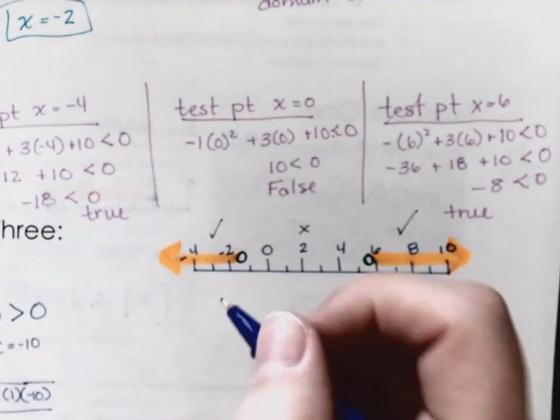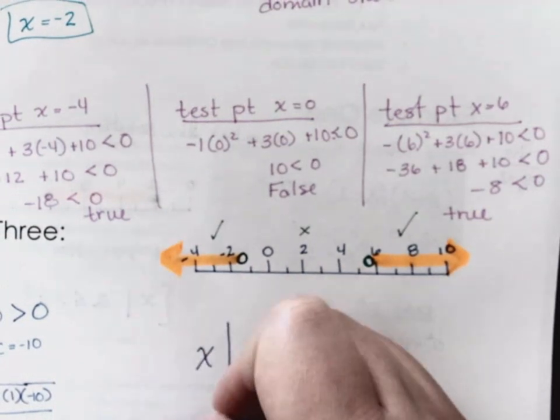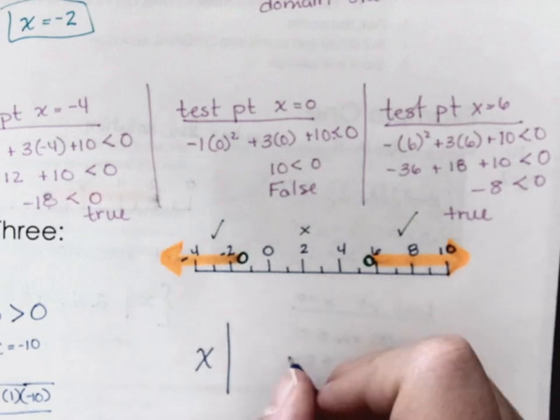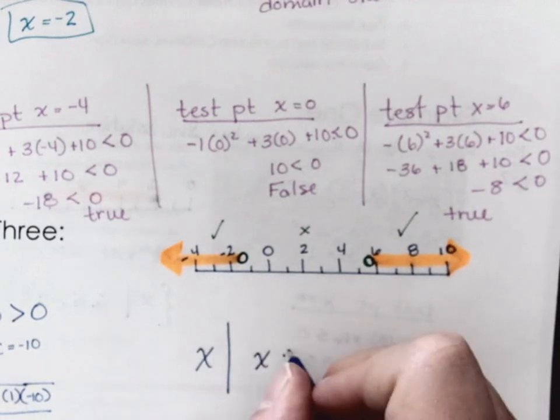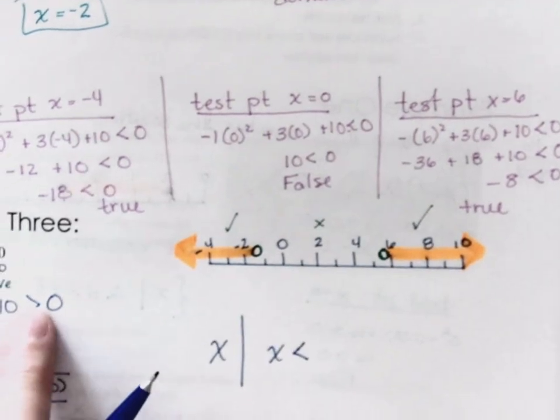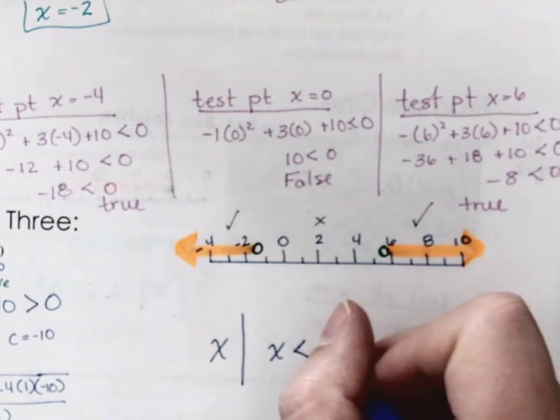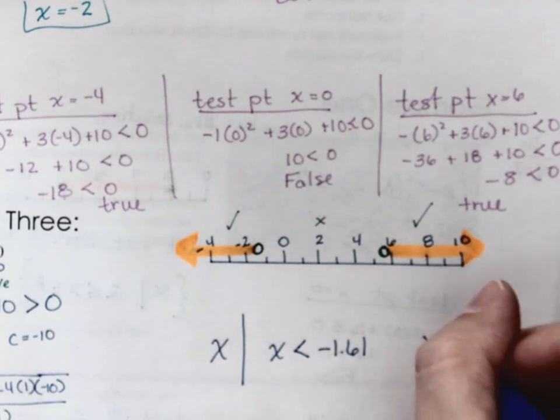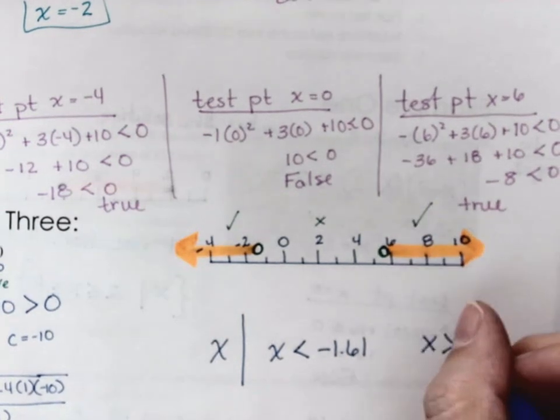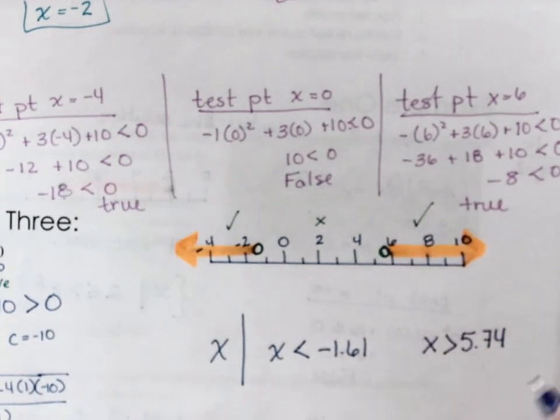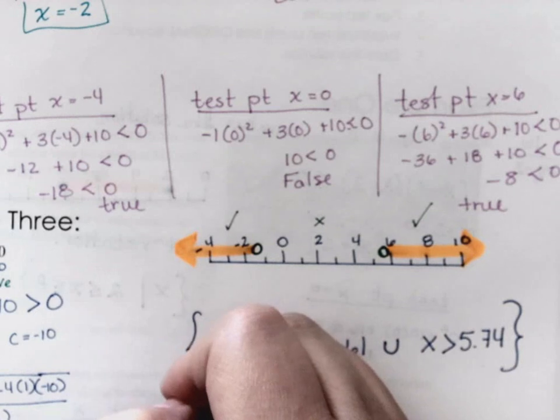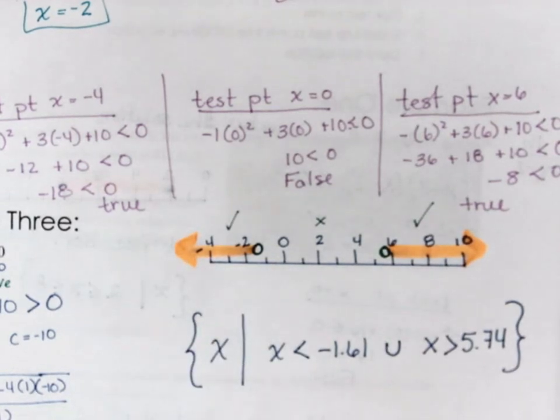They're just not pretty numbers. So we're going to have x, big line, and we know that x has to be less than, no equal to sign because it wasn't in the equation, -1.61. And we know that x has to be greater than 5.74. Those two things happen at the same time, so we put the union in between and we put the fancy brackets. And that's a domain statement.